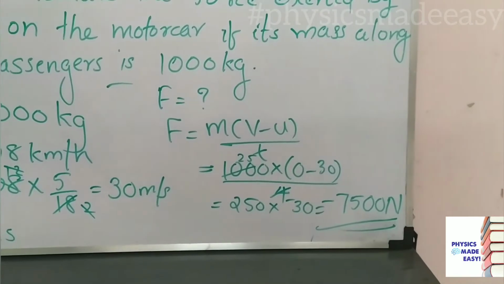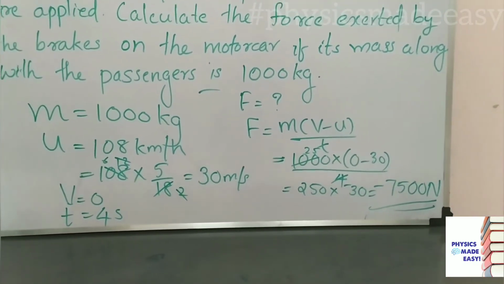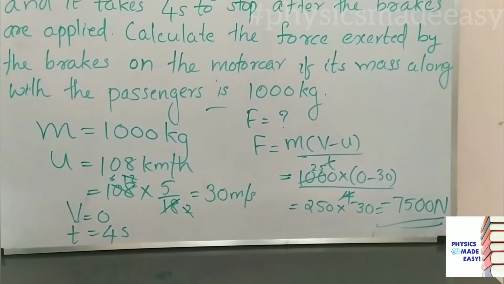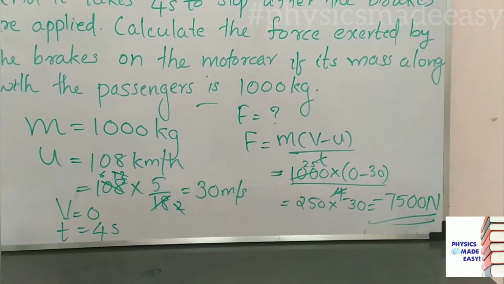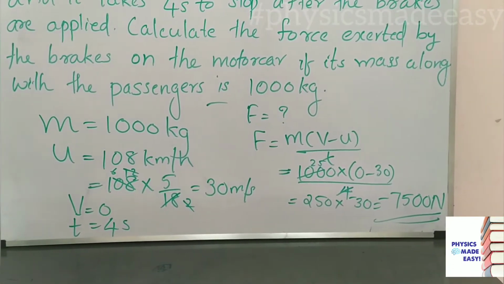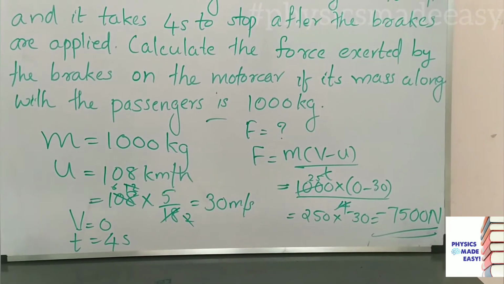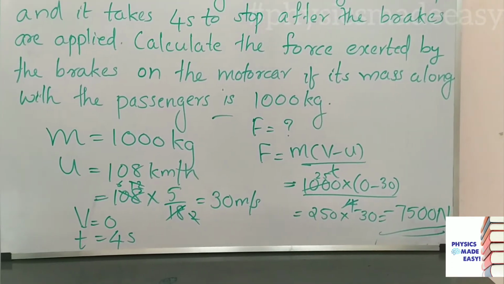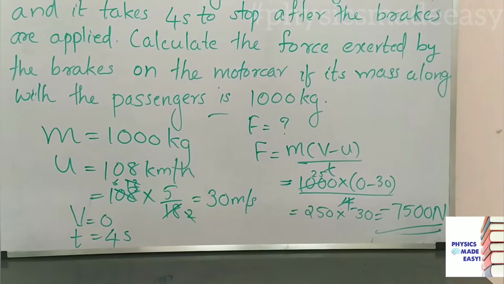Why this minus sign there? That is the opposing force here. That's why you can see minus sign. Otherwise we can say here the acceleration is negative. Retarded force is there. So here the force is minus 7500 Newton.